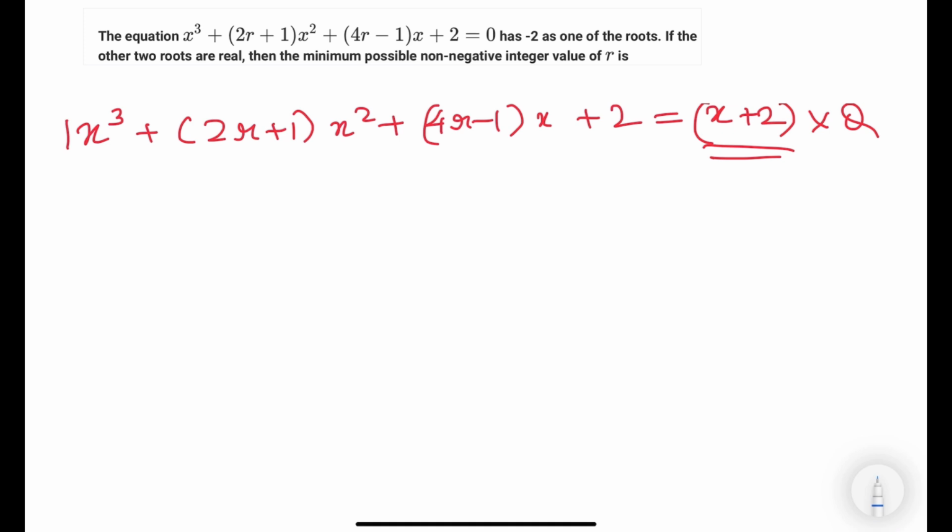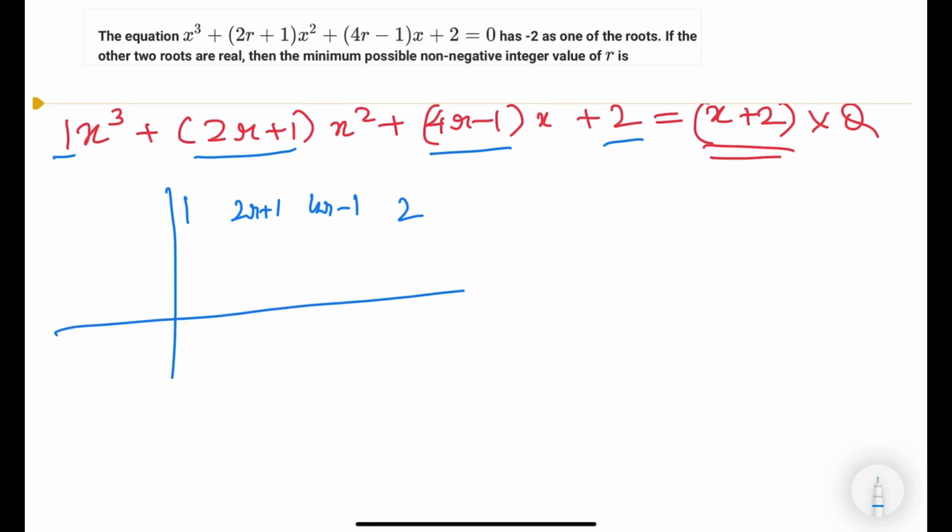Write the coefficients here. The x cube coefficient is 1, the x square coefficient is 2r plus 1, the x coefficient is 4r minus 1, and the constant term is 2. We divide these coefficients by minus 2, which is the root. Normal synthetic division process: take the 1 below. 1 into minus 2 gives minus 2. 2r plus 1 minus 2 makes it 2r minus 1. 2r minus 1 into minus 2 makes it 2 minus 4r. When you add this, you land up with 4r, 4r cancel. 2 minus 1 gives you 1. 1 into minus 2 gives minus 2. And 2 minus 2 gives you 0. Obviously, it has to be 0 because minus 2 is the root of the given expression.